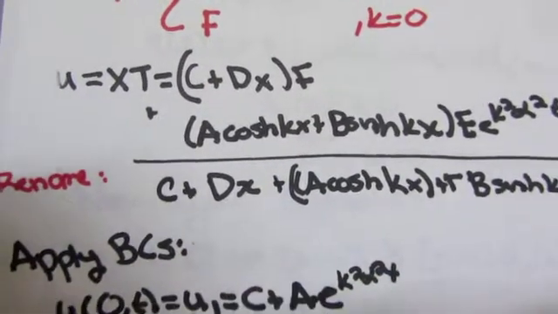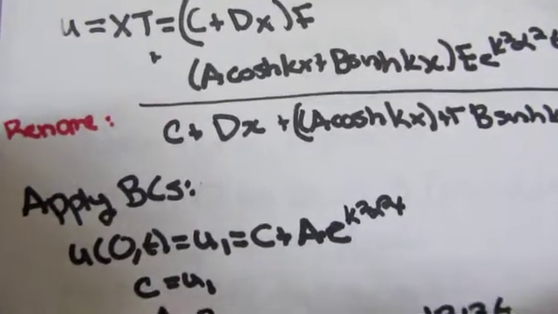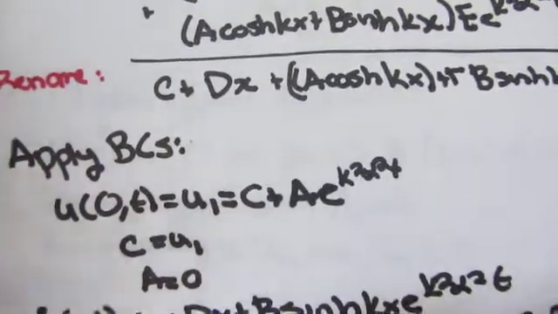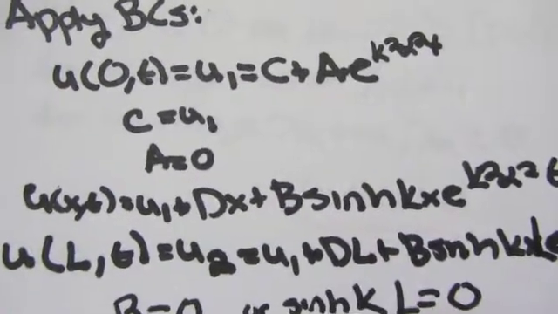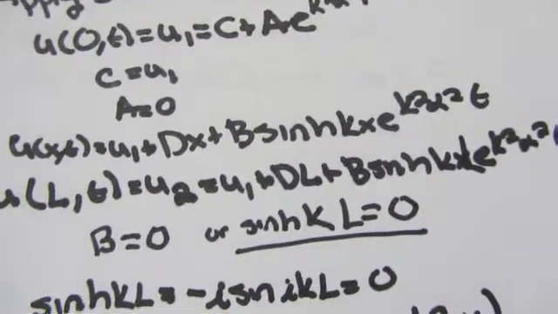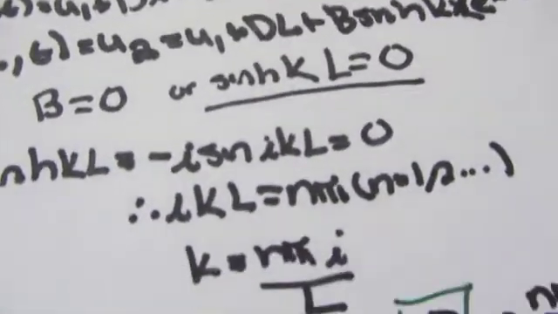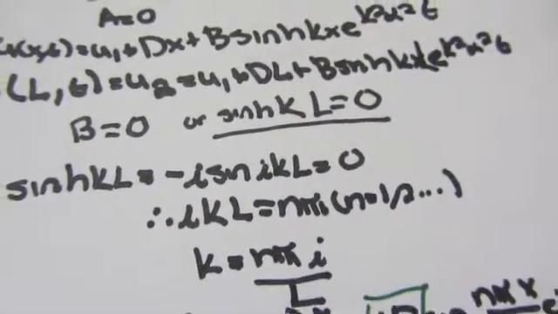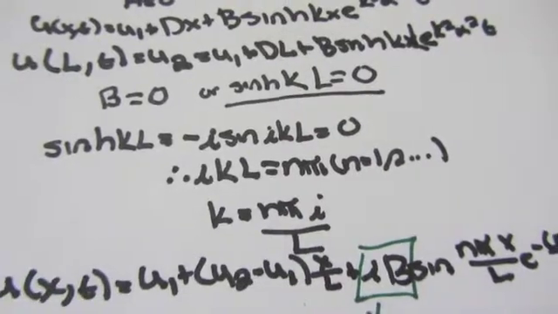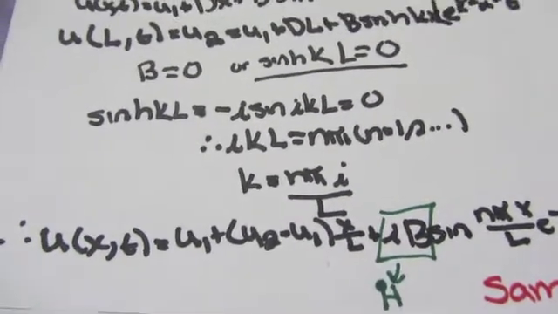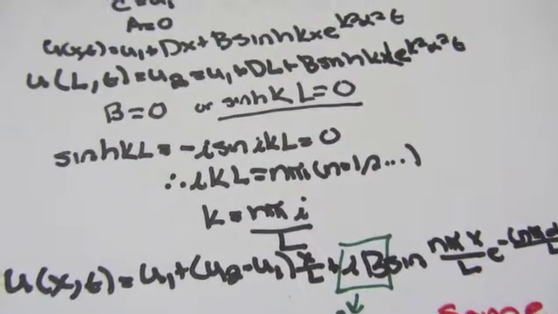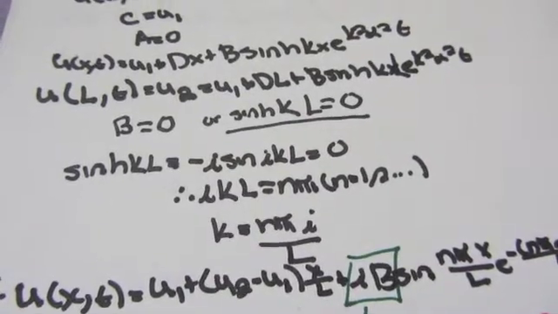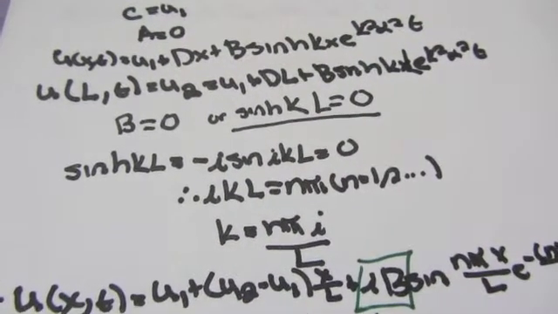But then after that, you're going to apply your boundary conditions as before. Here, you're getting different results just because of the different problem. And again, we have a choice over here when we have our k equals n pi i over L term, and we're choosing the one that would make the more robust solution.